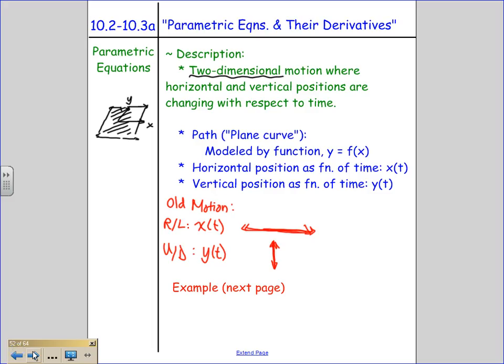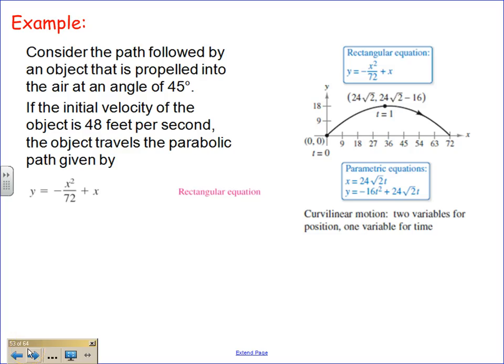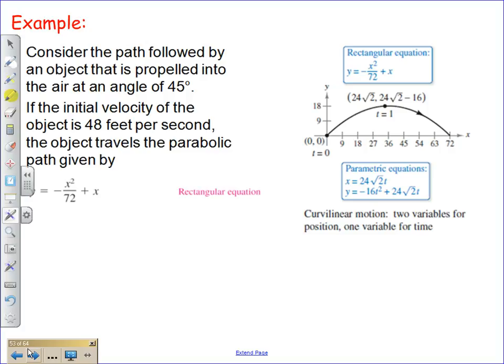Let me show you an example. If you were to talk about the path, we did this in Algebra 1, Algebra 2, even pre-calculus, even in calculus, kind of. But we never dealt with motion that was along a curve. We never dealt with motion that was going anything other than just right, left, or up, down. So now we're going to have motion that's going in a curve.